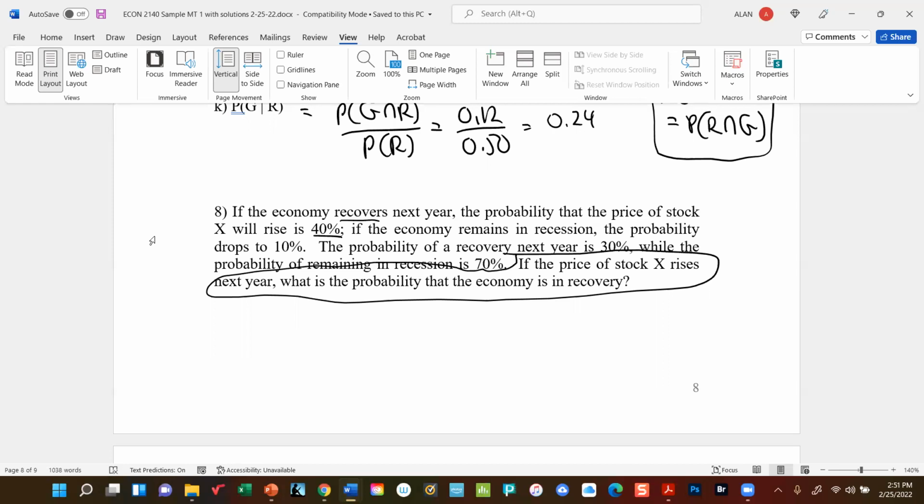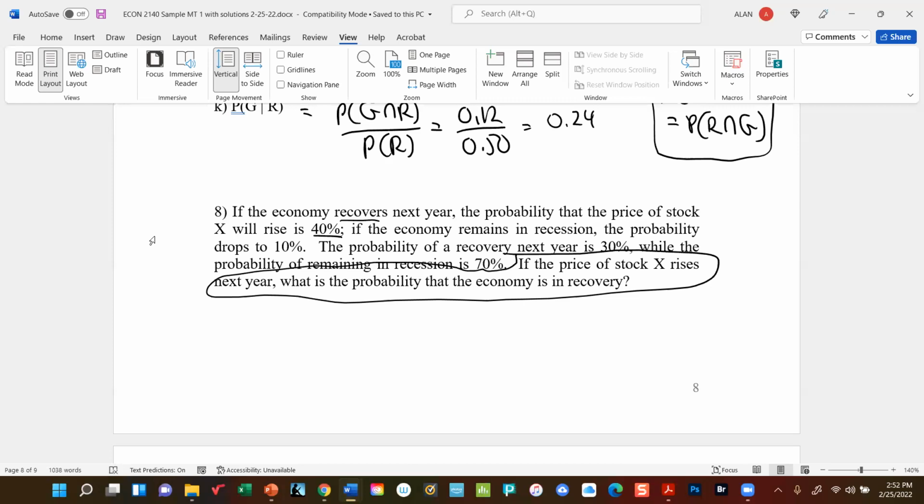The next statement, if the economy remains in recession, the probability drops to 10%. And of course, that means the probability of the stock price rising. Once again, it's a conditional probability because we have two pieces of information in there. The next sentence gives us two unconditional probabilities: the probability of recovery and the probability of a recession.